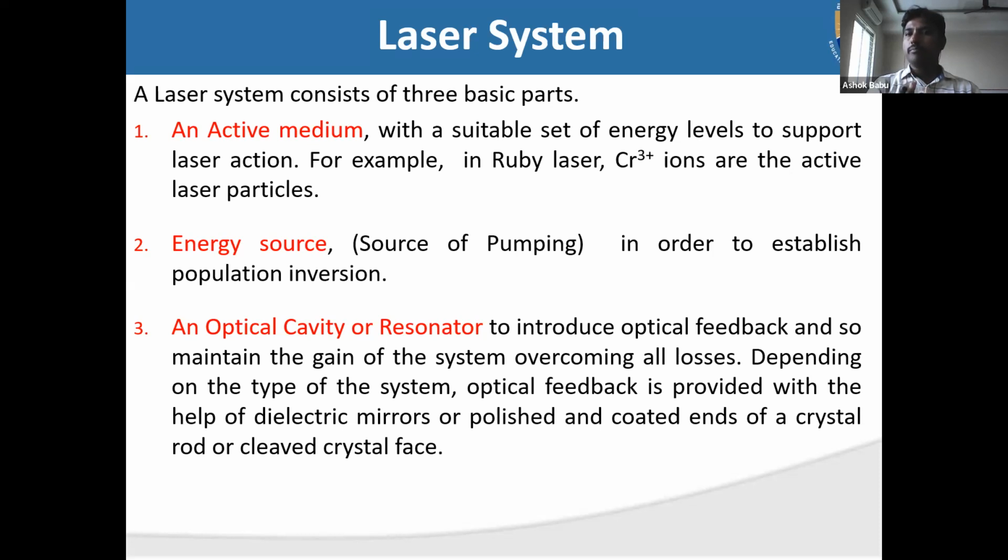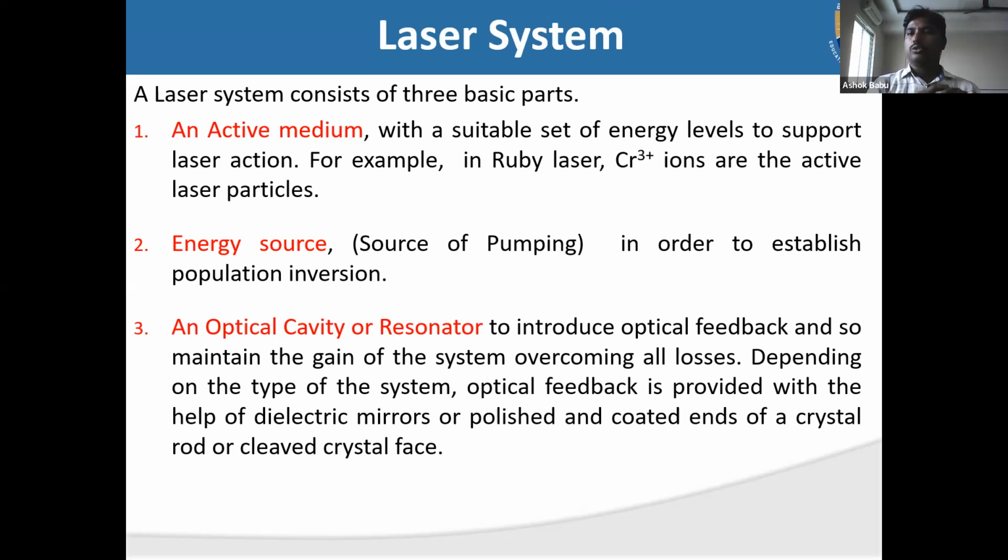One is the active medium. In that active medium, the total lasing action takes place. For example, in the ruby laser, the ruby crystal acts as the active medium. We have only two types of lasers in our syllabus: one is the ruby laser, and the second is the helium neon laser. In the helium neon laser, the discharge tube, which is filled with helium and neon, acts as the active medium.